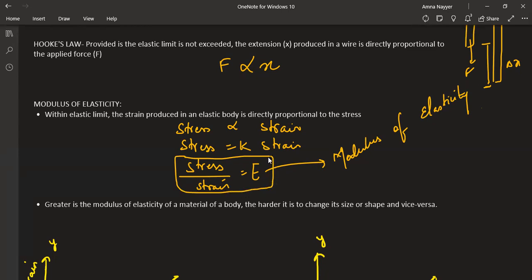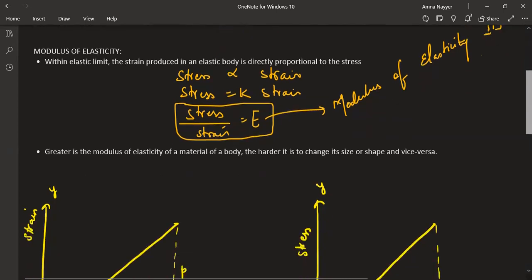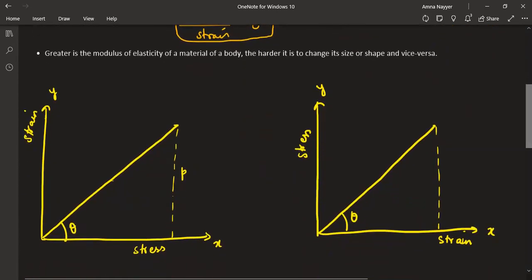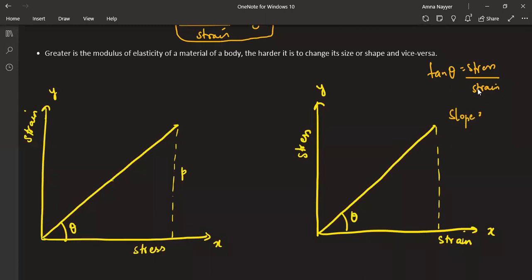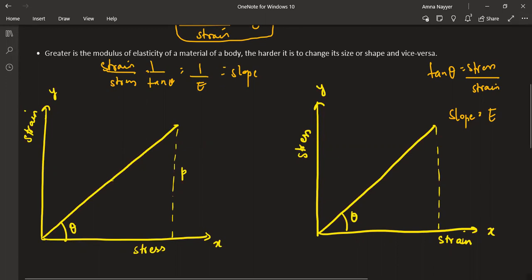Now class, stress is directly proportional to strain only when the elastic limit is not exceeded. Fine. If I plot the graph between stress and strain, it will be a linearly proportional graph. If you calculate tan theta, that is the slope of the graph, it will be stress by strain, which is the modulus of elasticity. But if you plot strain versus stress, strain by stress will be 1 by tan theta, which will be 1 by E. So stress by strain will be directly the modulus, and strain by stress will be the inverse of it.